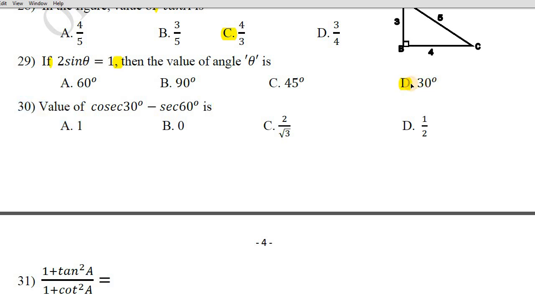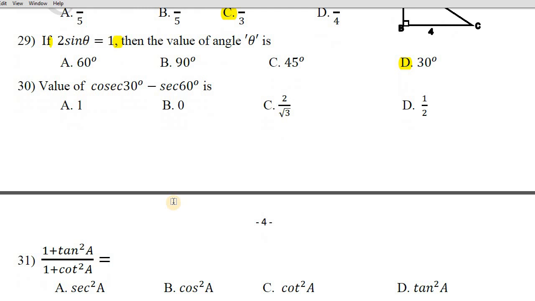D, 30 degrees. Next, question number 30. Value of cosec 30 degrees minus sec 60 degrees is. So then keep it in mind.